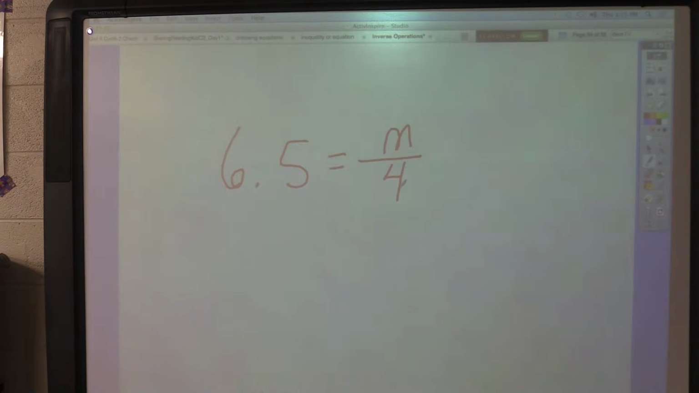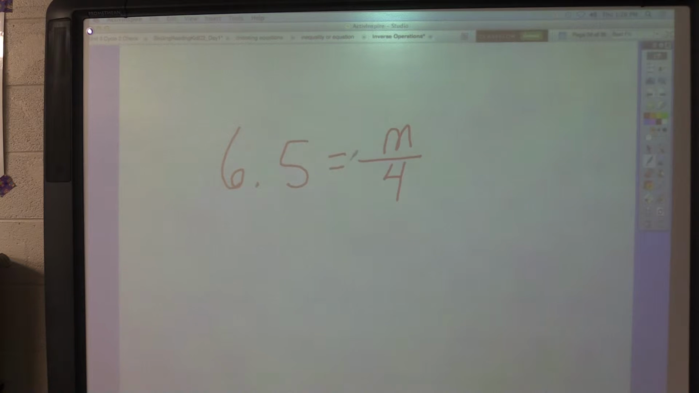equation. Now here we have 6 5/10, or 6 1/2, equals m over 4. Now anytime you have a fraction, this operation is division. Anytime you have a fraction, you can divide, and eventually find a decimal. You can multiply that by 100 and get a percent. I mean, there's all kinds of things.